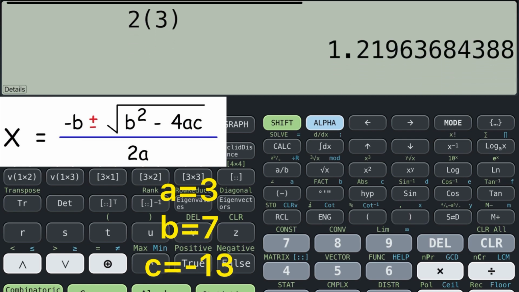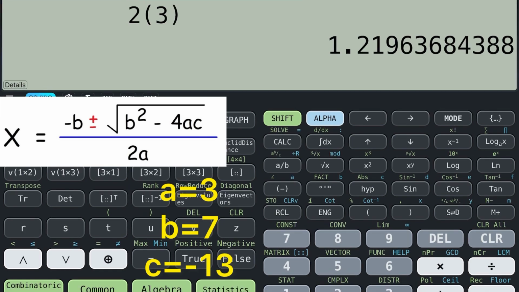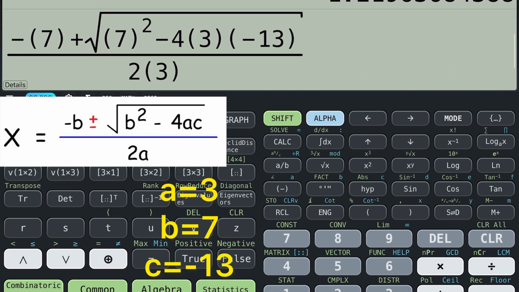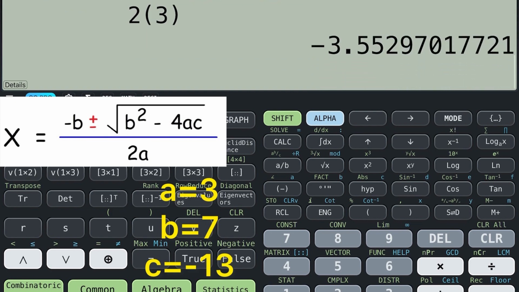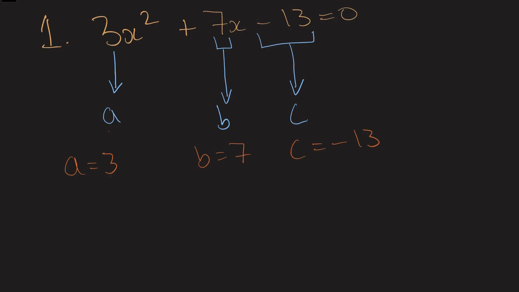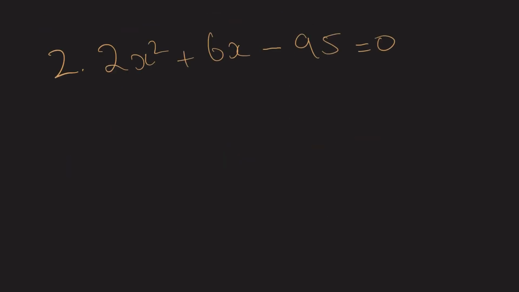Which gets us the answer as 1.21. And now to get the other answer, we have to go back up to our equation and change the sign here, making it go from a plus to a minus, and that'll get our other answer, which is minus 3.55 to 2 decimal places. Now that we've got the answers, we can write x equals 1.22 and x also equals minus 3.55. And now moving on to question number 2.